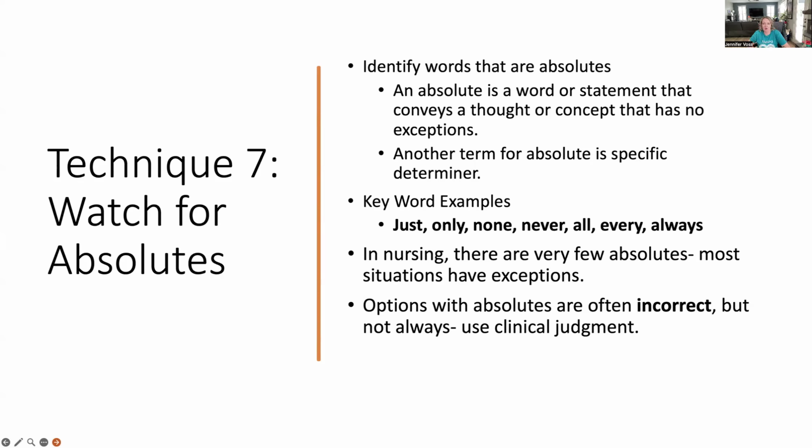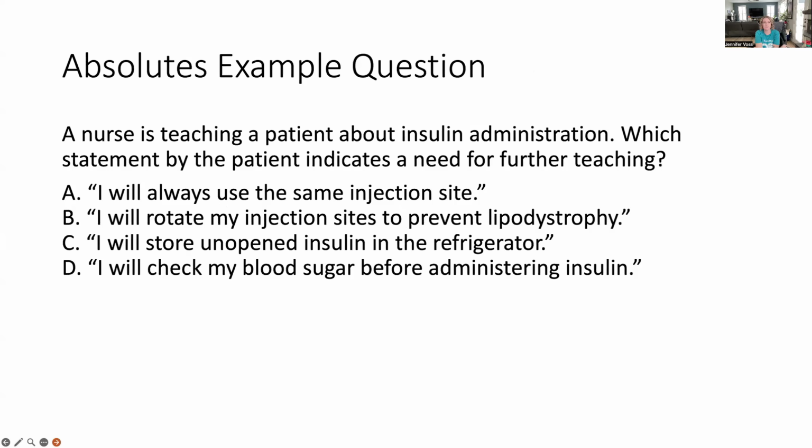Everything kind of lives in a gray area, right? There are likely exceptions to most things. So options with absolutes are a lot of times incorrect. Not always. So we do have to use clinical judgment, but it might help us to eliminate a possible distractor if we're not sure, right? So let's take a look at this.